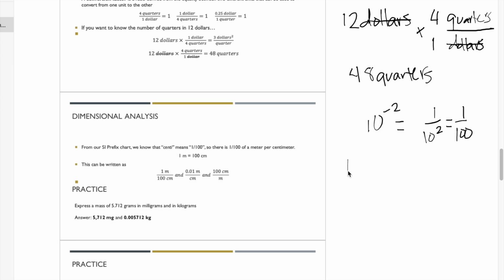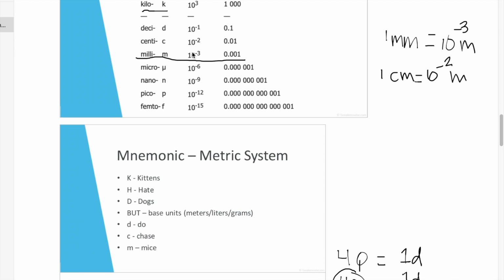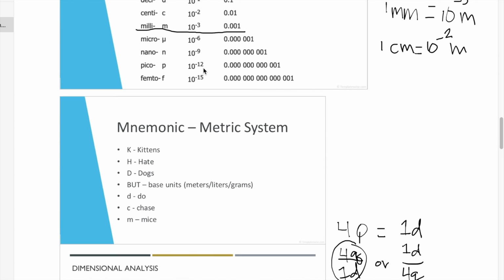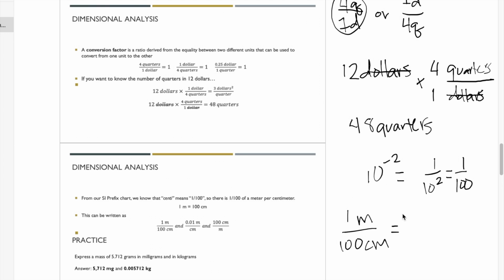That means that for every 1 meter, there are 100 centimeters, right? We could also phrase this differently. If we go back up to our prefix chart, centi is 10 to the negative 2. So that means that for every 1 centimeter, there's 10 to the negative 2, or 0.01 meters. So for every 0.01 meters, we have 1 centimeter. That's just a different way of saying it.